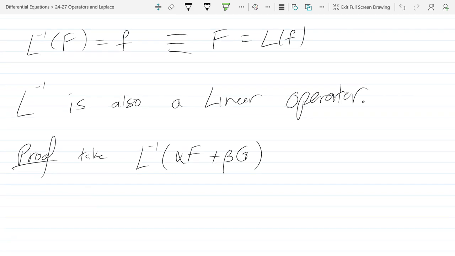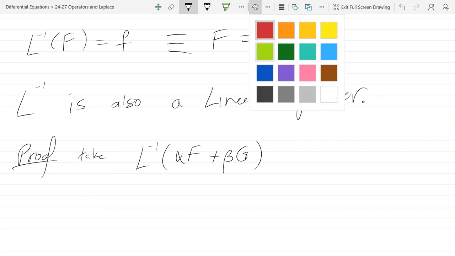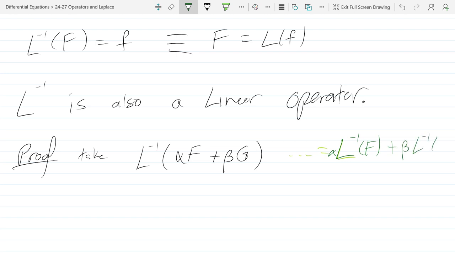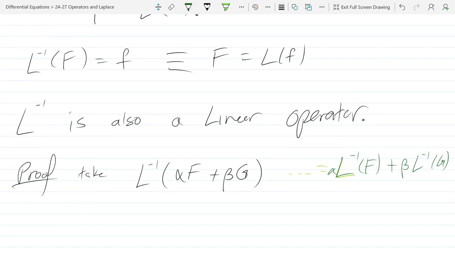All right, so I'm trying to show, I'll write this in green, eventually we'll do some work, and this should be... is that even legible? No. This should be L inverse of alpha F plus beta G equals alpha L inverse F plus beta L inverse G. That's what we're trying to show, that it splits up like that. Unfortunately, I don't really know much about the inverse operator.